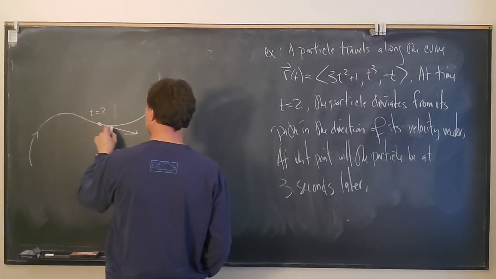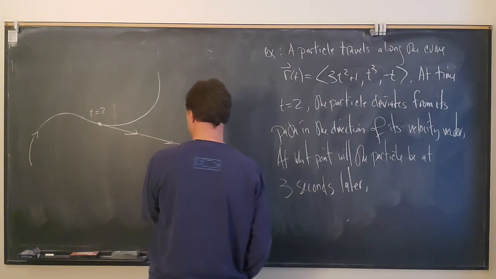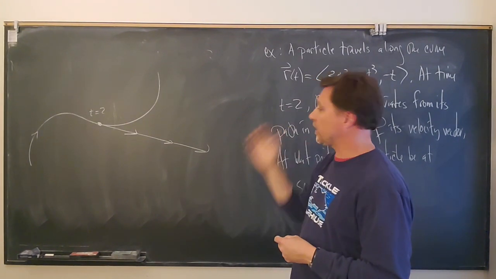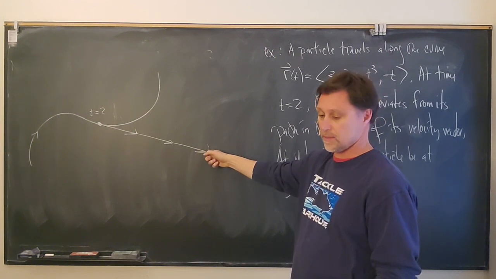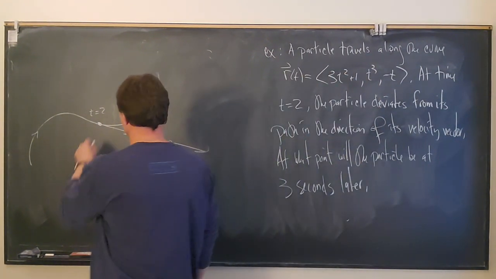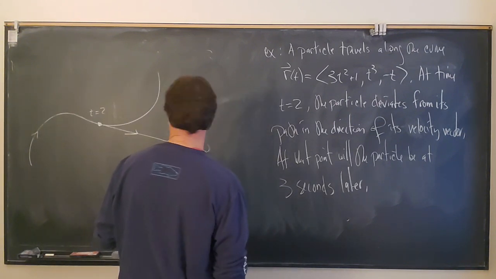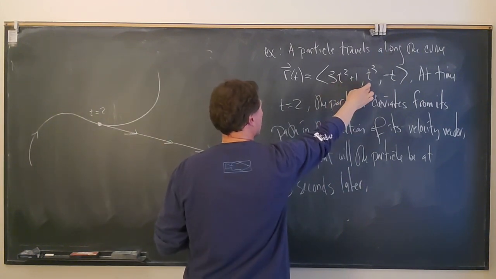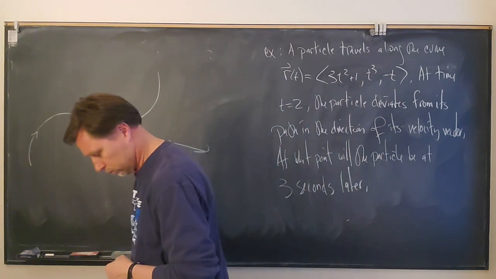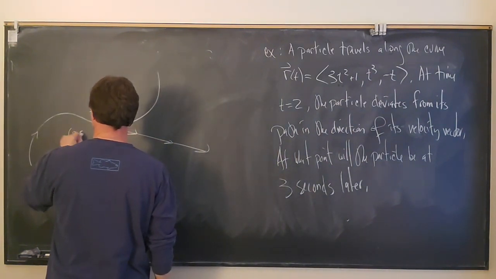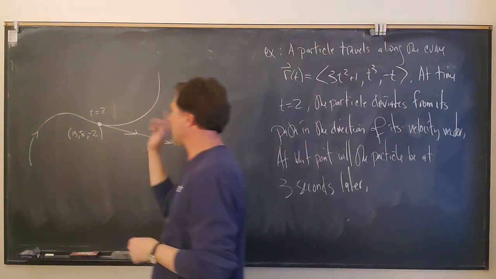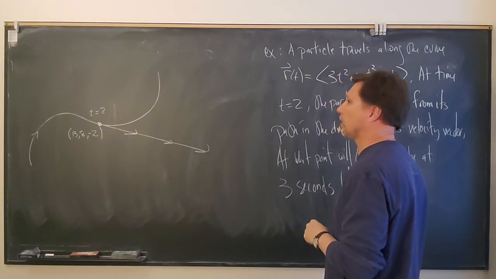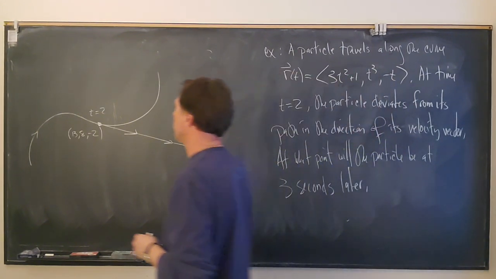So here's the idea. If we could find a parameterization of the tangent line, then we could just plug t equals 3 in there, and that'll tell us what this point is. So first I need to know what that point is, right? So when t equals 2, this point is going to be 13, 8, minus 2. So I'm looking for the line that passes through the point 13, 8, minus 2 that has direction vector equal to the velocity vector.